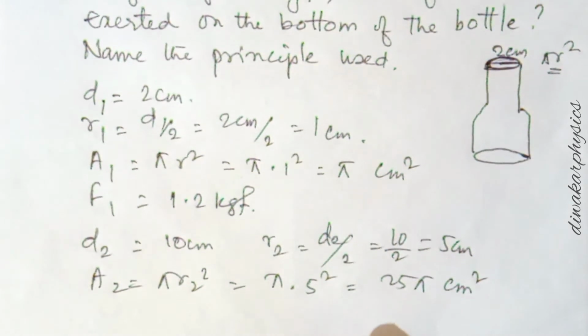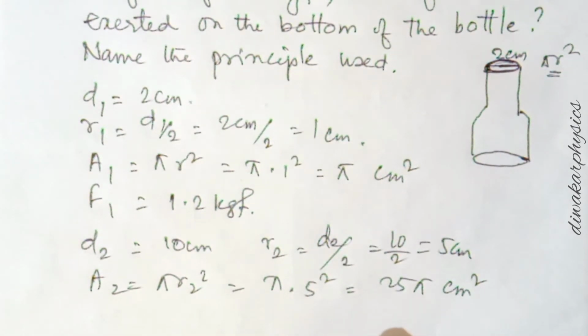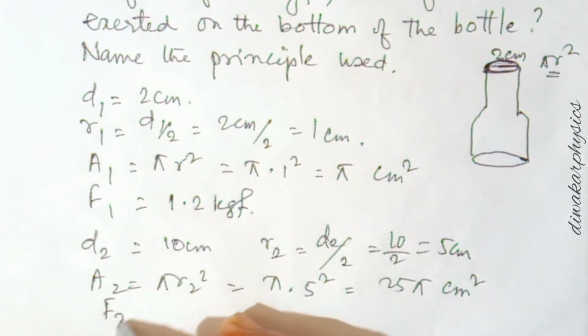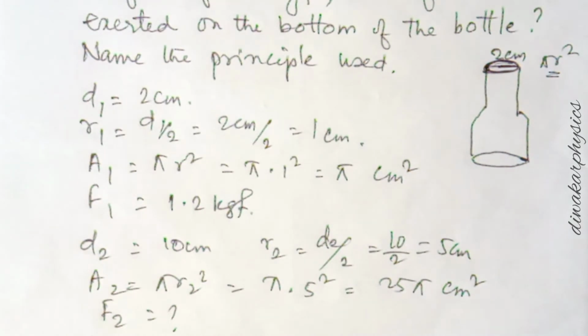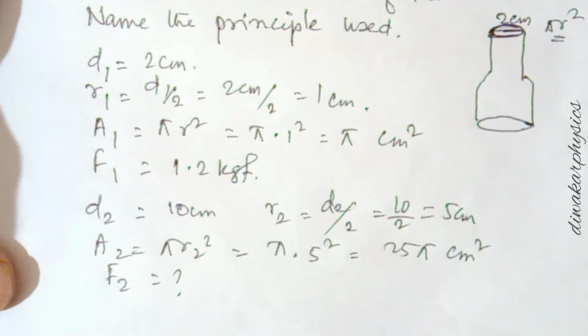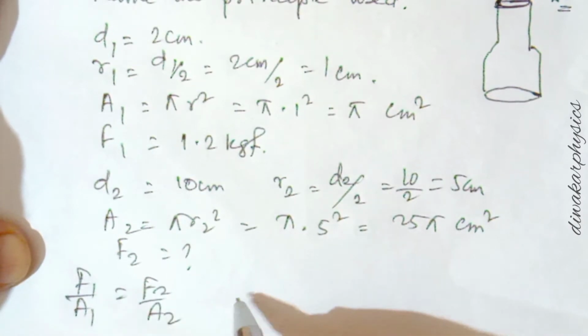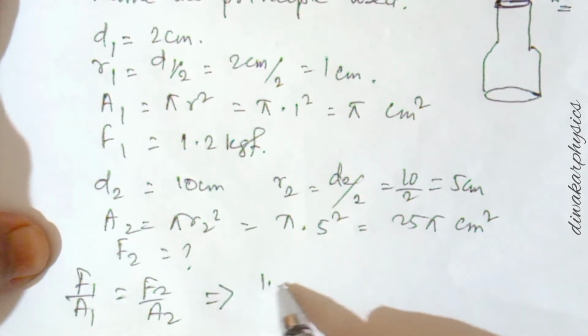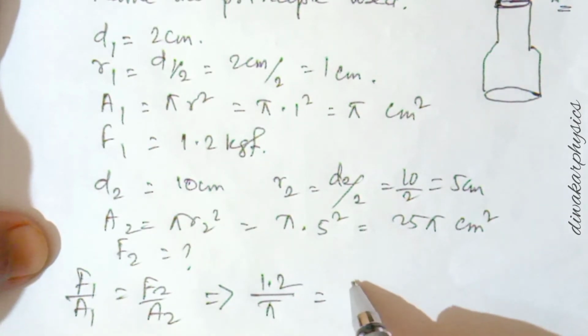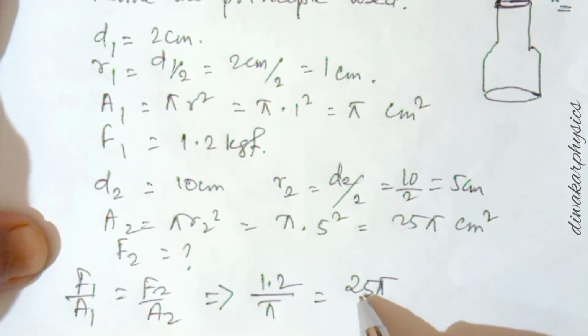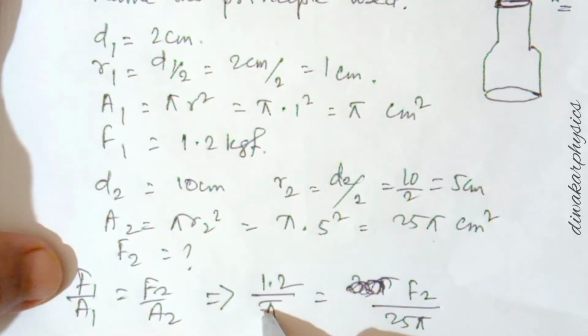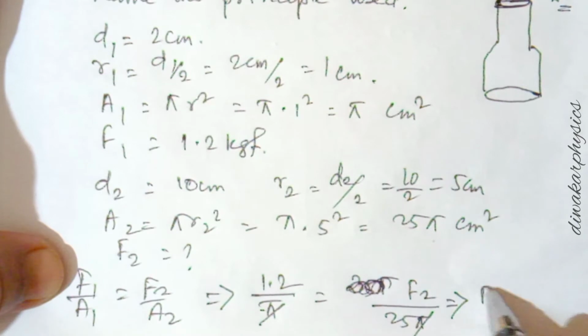Then you have to find what force is exerted on the bottom. So this is the bottom area. So that means you need F2. Now same way we can use the formula for Pascal's law. What is the formula? F1 by A1 is equal to F2 by A2. So F1 is 1.2, A1 is pi, F2 is required, area 2 is 25 pi. So you can cancel pi, then F2 equals 25 into 1.2.